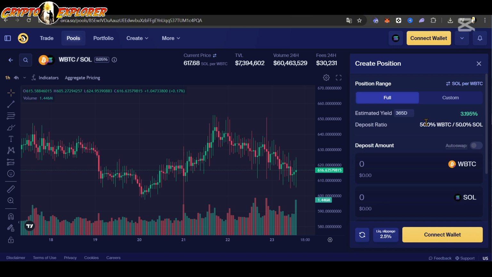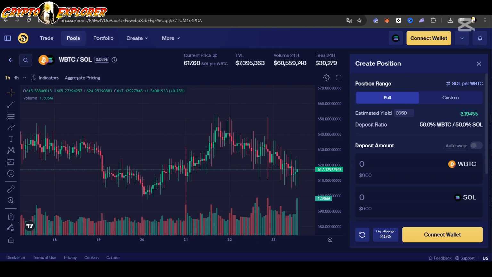The thing is, the range here is full, it's maximum, it's up to infinity, so that's why you get much lower rewards. The thing is, if Bitcoin 2x's in price, you wouldn't be selling your position altogether for Solana in this case. Or if you would be looking to a pool of Bitcoin paired with a stablecoin, you would not be selling the entirety of your Bitcoin position for the stablecoin, okay?